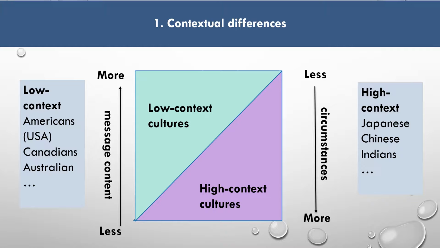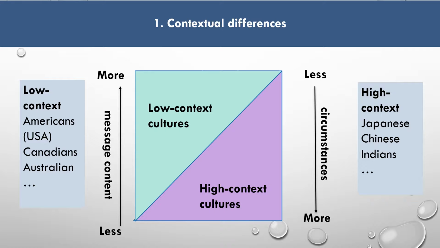Contextual differences. Cultural context refers to the mixture of traditions, expectations, and unwritten social rules that help convey meaning between members of the same culture. Cultures vary widely in the role that context plays in communication. In a high-context culture, people rely less on the message content and more on the circumstances, that is, the context of non-verbal actions and environmental settings to convey meaning.